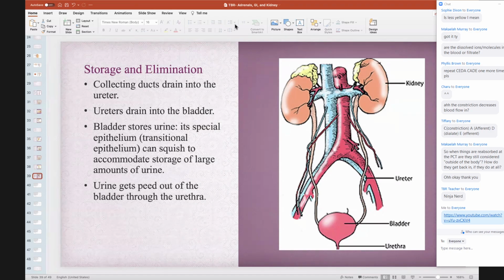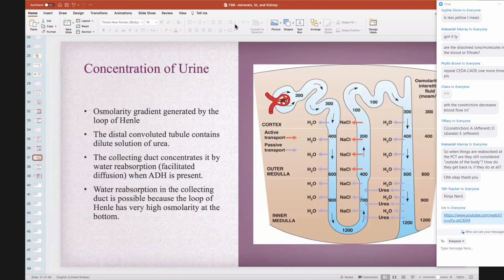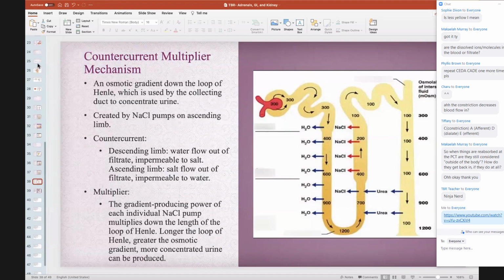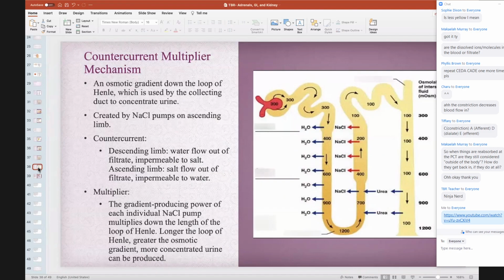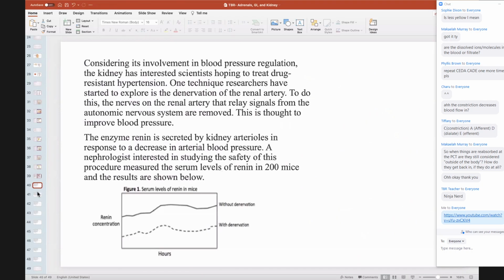The biggest slides of this lecture are countercurrent multiplier mechanism, kind of combined with this slide right here, and these two slides, renin-angiotensin-aldosterone system. Where did that go? Here, that is huge. These are probably the two most important slides of this lecture, slides 30 and 38.